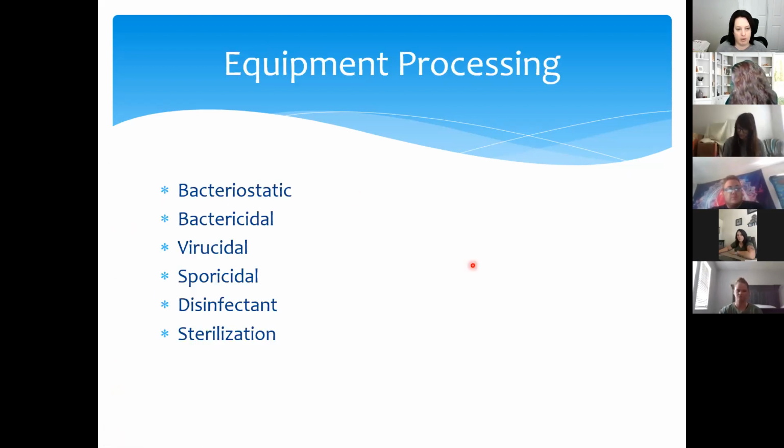When we process equipment, we are going to use wipes, chemicals, and machines. In these chemicals, we're going to use bacteriostatic, bactericidal, virucidal, and sporicidal agents, and we are going to disinfect or sterilize. Disinfecting would be cleaning with those wipes and wiping down equipment. For sterilization, we are going to send equipment out to sterile processing, and they are going to add heat and chemicals to sterilize and kill all of those spores and microorganisms.